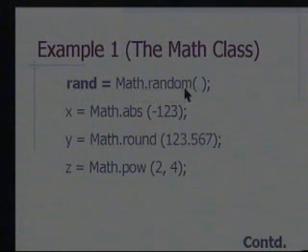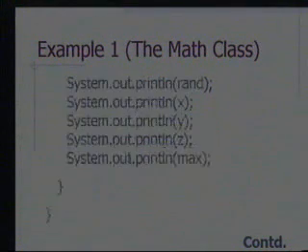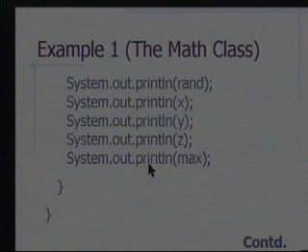So it will give you some random value, which will be stored into rand. It will take the absolute value, which will be stored into x. It will give you the round of the value, stored into y. It will give you the power, and it will be stored into z. So rand, x, y, z are variables to store the immediate results returned by these methods. And then finally I have to print those values.